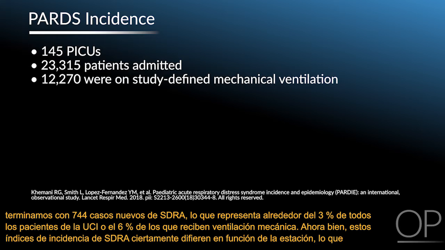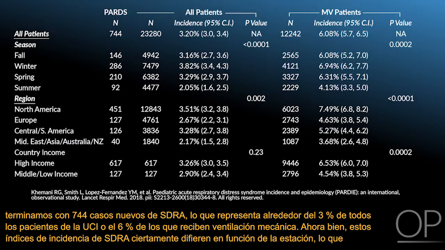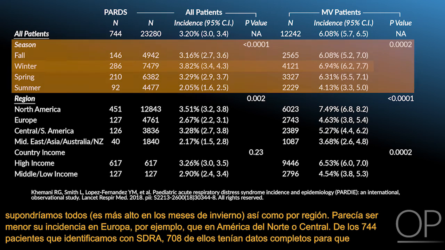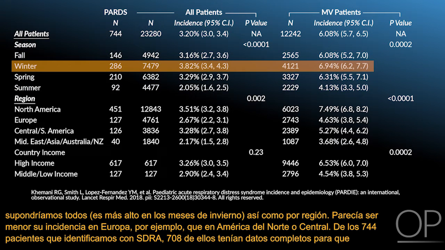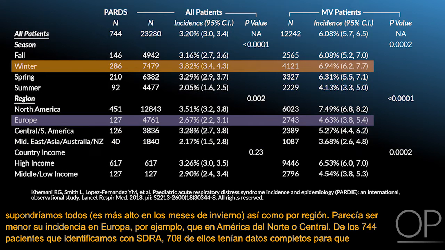And we ended up with 744 new cases of ARDS, which represents about 3% of all ICU patients, or 6% of those that are on mechanical ventilation. Now, these incidence rates of ARDS certainly do differ as a function of season, which I think we would all expect. It's higher in the winter months, as well as by region. It seemed to be lower in its incidence in Europe, for example, than North or Central America.